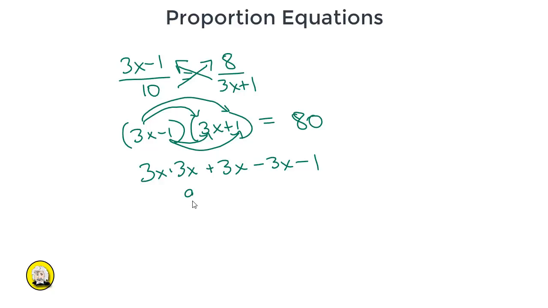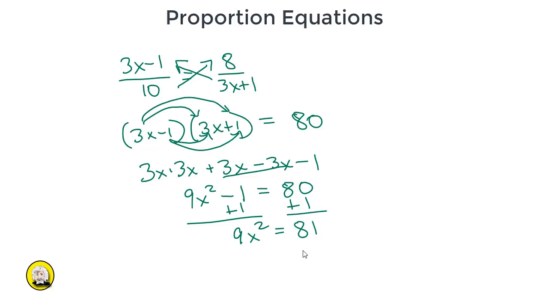That results in 9x squared. My like terms, 3x minus 3x, cancel. The result is 0. And I have to include my minus 1, and that in turn equals 80 after simplifying the left side of my equation. Well, the next step might be to add 1 to both sides to eliminate the constant on the side with the x. So the minus 1 plus 1 zero out, leaving me only 9x squared on the left side, and that in turn equals 81 on the right side.